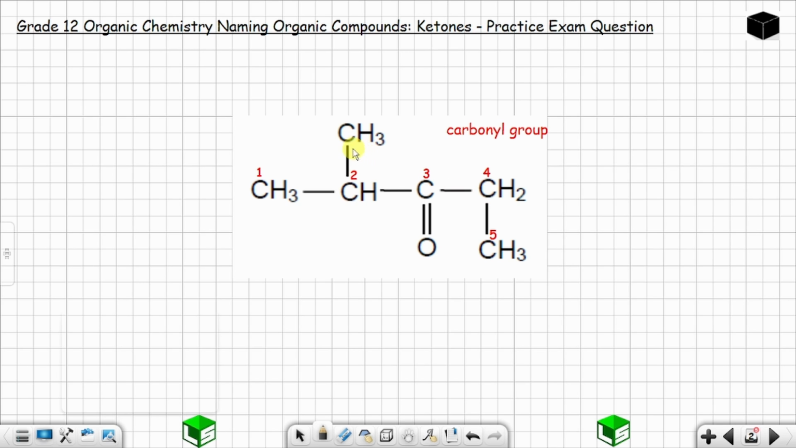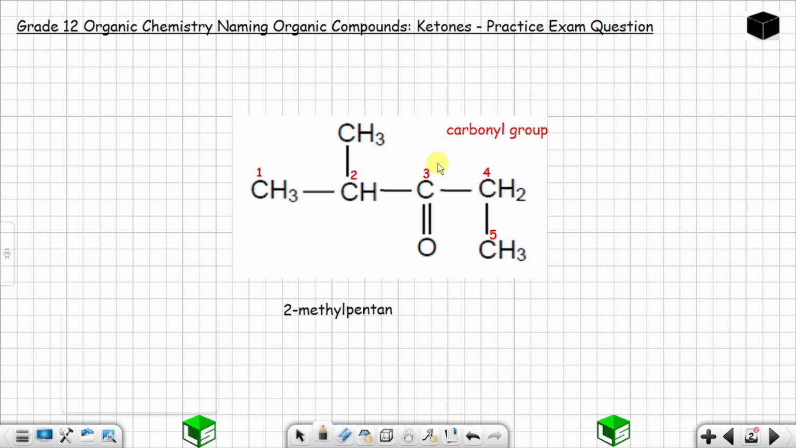We have to start by naming first the branch. So the branch is located on carbon number 2. So you start with 2. The branch is called a methyl group. So it is 2-methyl. And now the parent chain is made up of 5 carbon atoms. You can see. So it will be pentane like this.